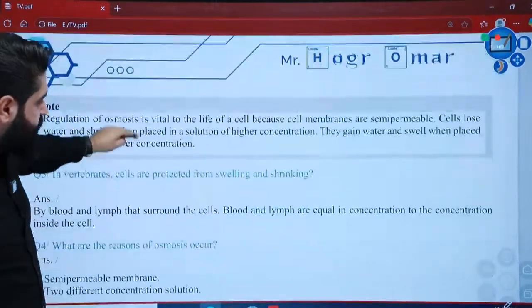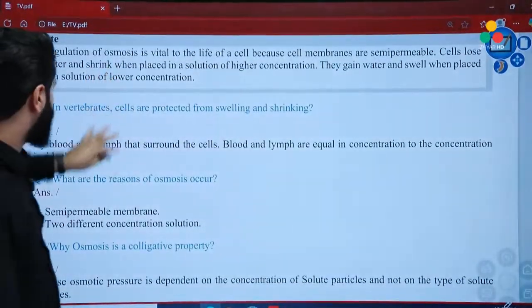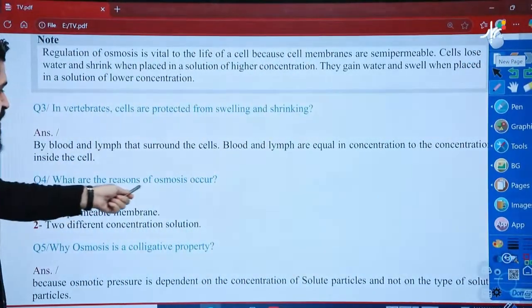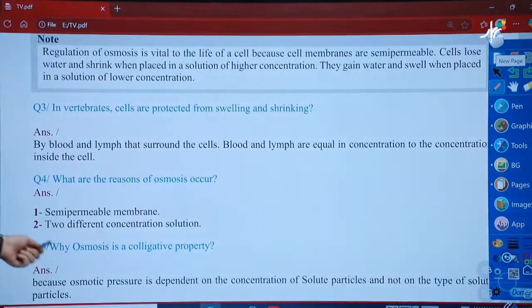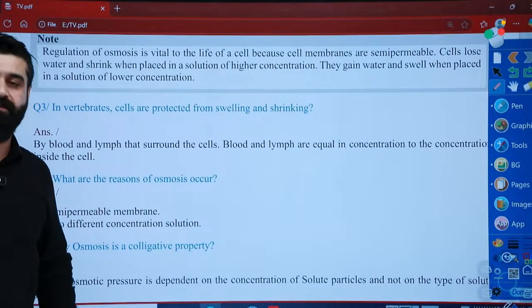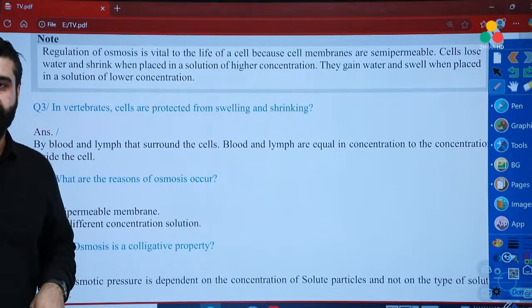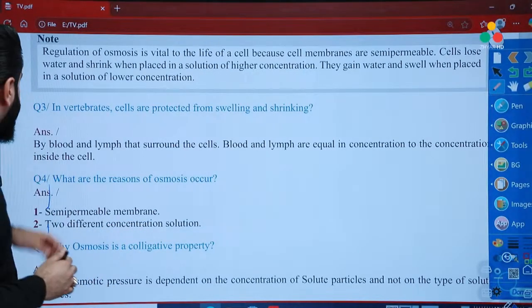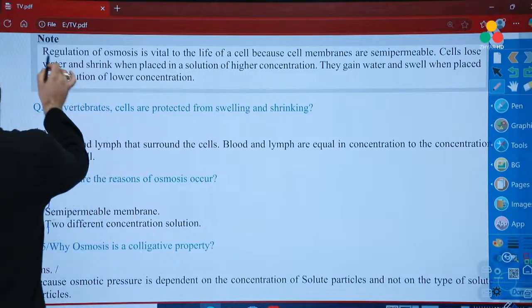And look at this, we have some questions here. What are the reasons for osmosis to occur? There must be a semi-permeable membrane and two different concentrations. It means if we have equal concentrations, there will be no process of osmosis. Then let's read this note.